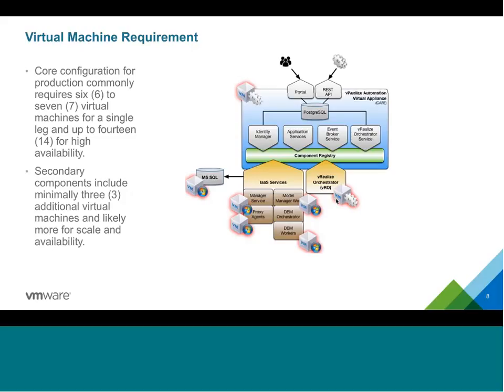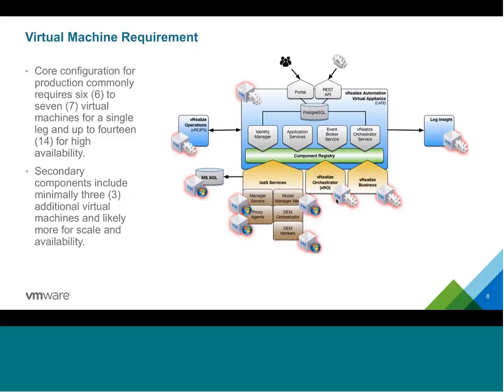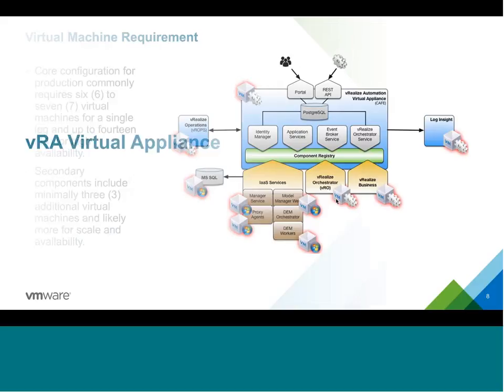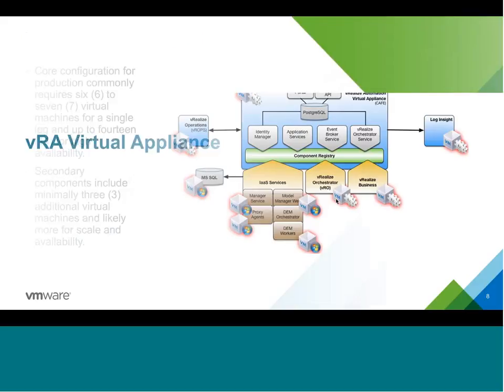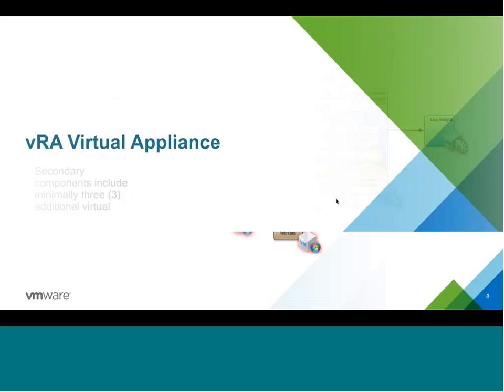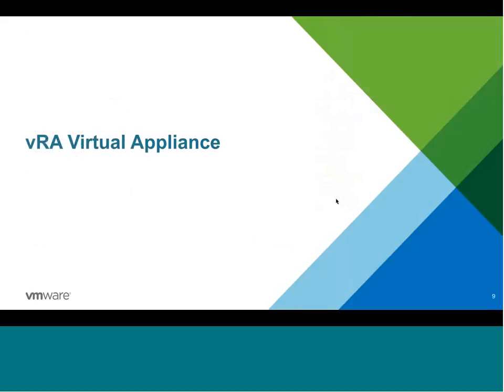And then if you are talking about external machines, at least 3 machines: one for Log Insight, one for vROps, vRealize Operations Manager, and one for vRealize Business. This is the minimum requirement you will have. So I will go ahead and talk about individual components like the vRA Virtual Appliance and then the IaaS services. First we will start off with the vRealize Appliance.